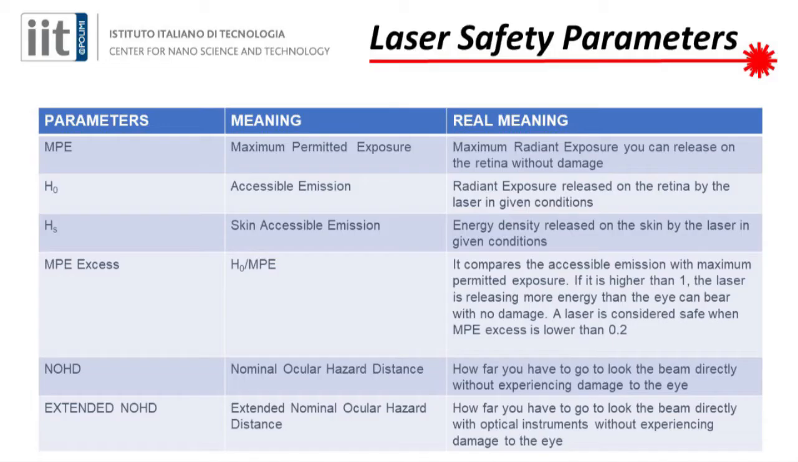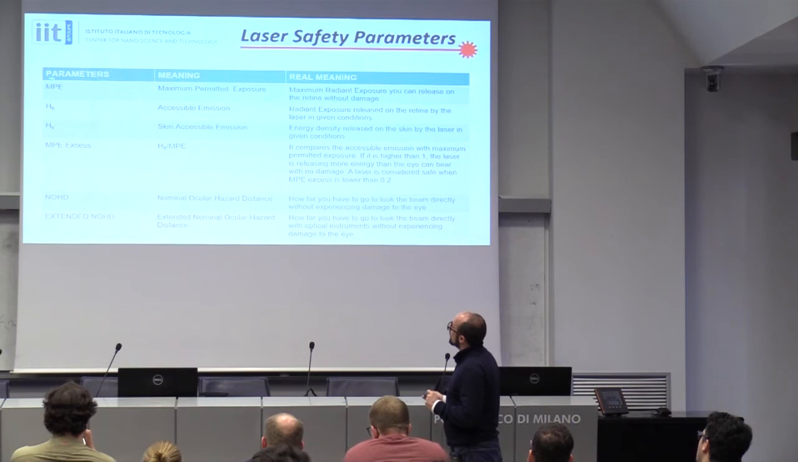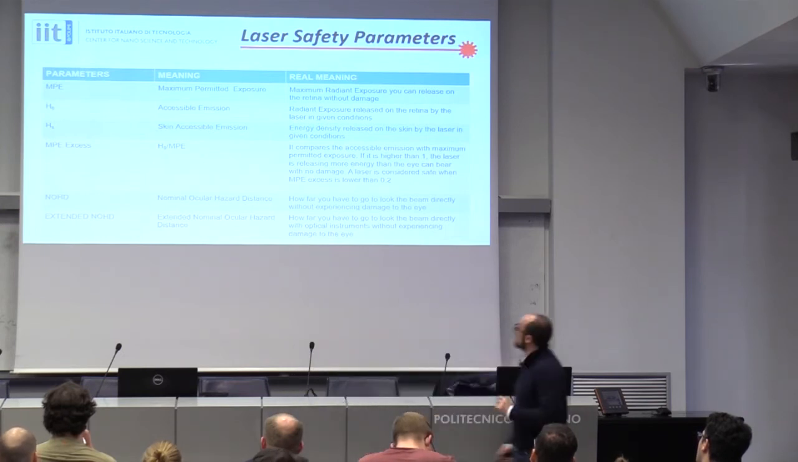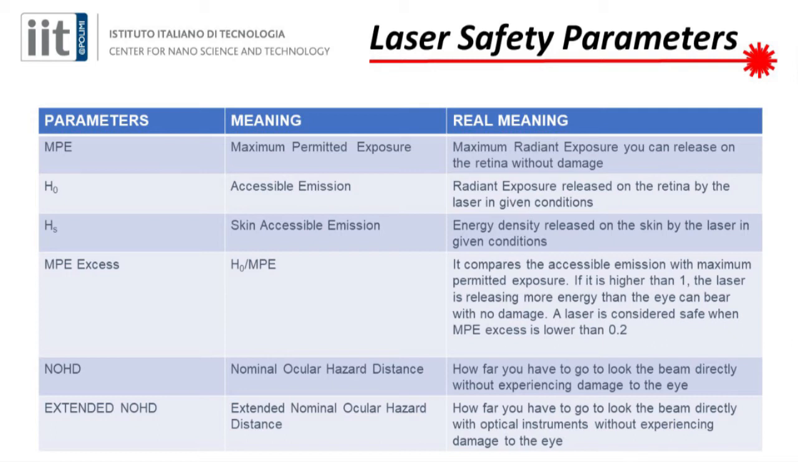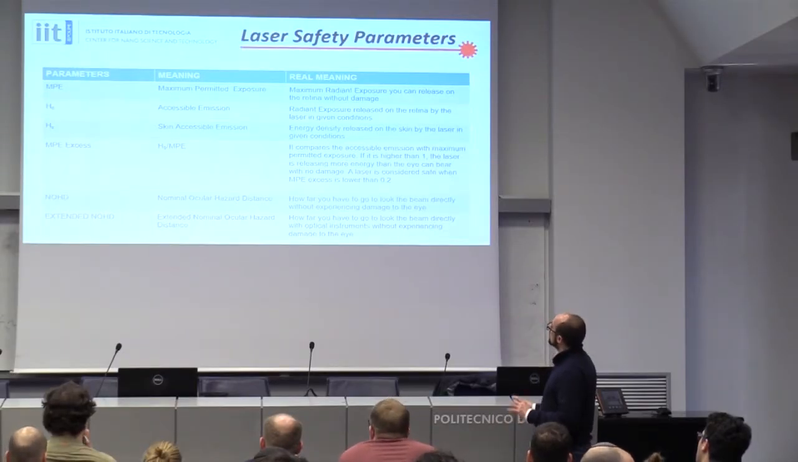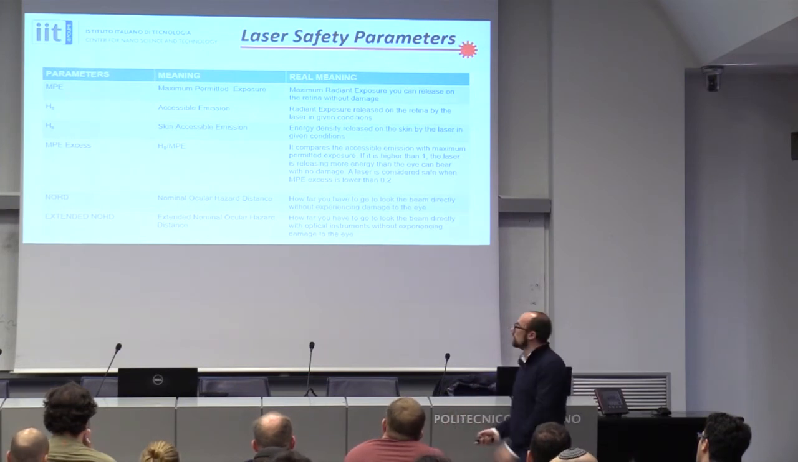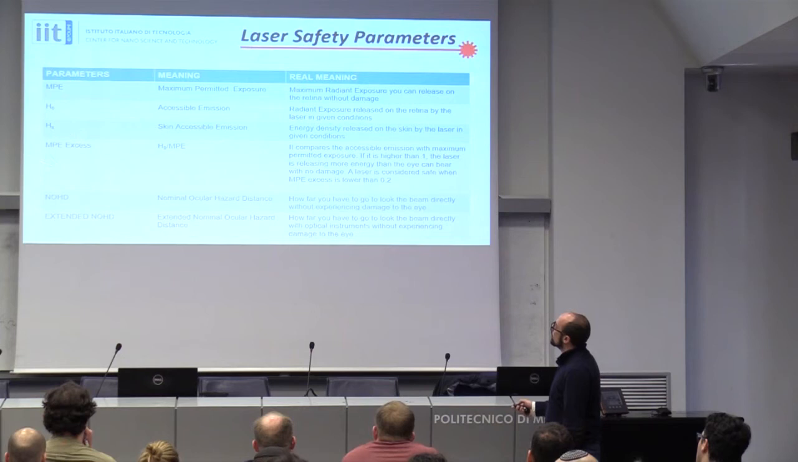Now, an example of the potential danger of a laser. First, let me explain these parameters. There are some laser safety parameters. MPE is the maximum permitted exposure. It means the maximum radiant exposure that I can release on the retina without giving you damage. Then accessible emission is the radiant exposure which is released on the retina by that specific source in that specific condition. And then this number, MPE excess, is actually the quotient between the two.